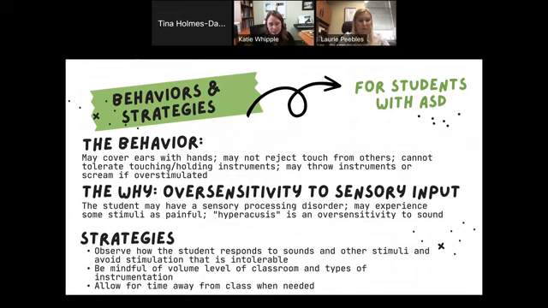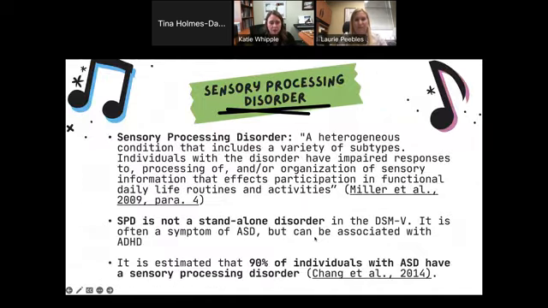So some specific strategies is really observing how that student responds to sounds, as well as the other stimuli, and then trying to avoid that stimulation, and make sure that it's tolerable for them. Also being mindful of volume level and the types of instrumentation, and then also just allowing time away from class when they need to, or an area of the room that is not as stimulating. So we'll go to the next slide and we'll talk a little bit more about sensory processing in general.